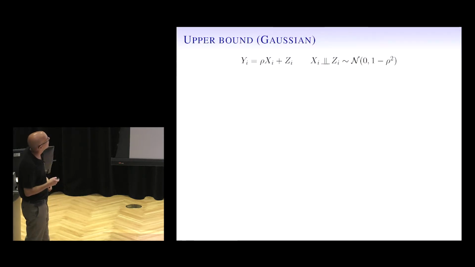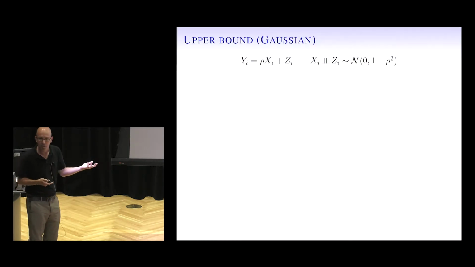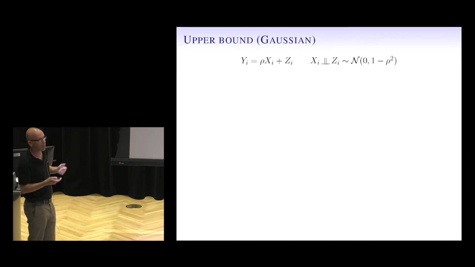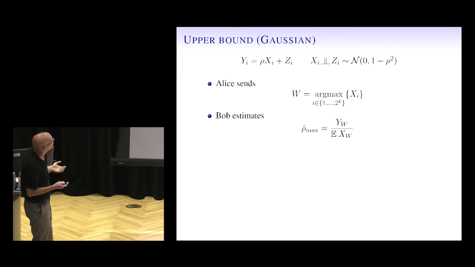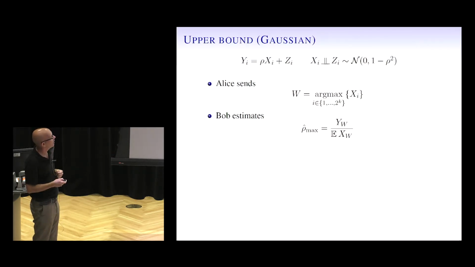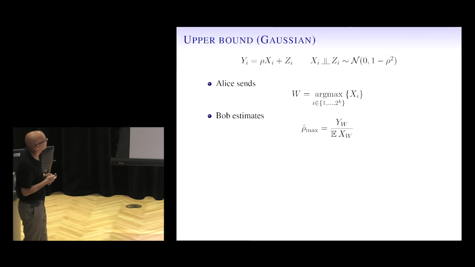Here's a very simple way to see it in the Gaussian setup. Remember that in the Gaussian setup, we can think of y as being rho times x plus some noise that has a variance of 1 minus rho squared. This is a representation of the Gaussian setup with correlation rho. And what we can do is Alice can take 2 to the k samples, and look for the maximal sample out of these, the largest sample she has, and send Bob the index of that sample, for which you need k bits.